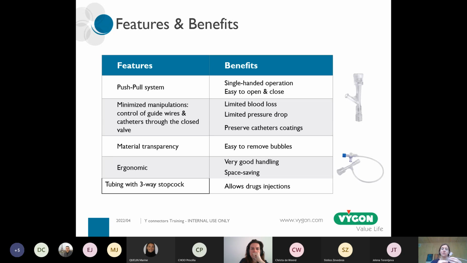This Y connector is transparent, so it is very easy to remove the bubbles, and it is ergonomic. You have a very good handling, and it is compact, so it is space saving. And you can have a two-way stopcock for drug injection and contrast and saline.